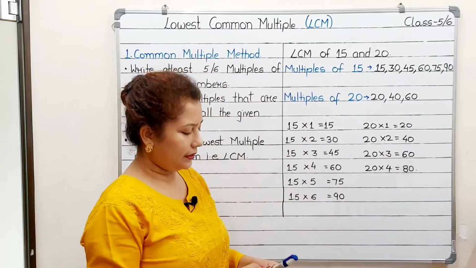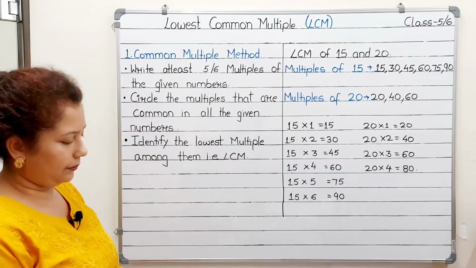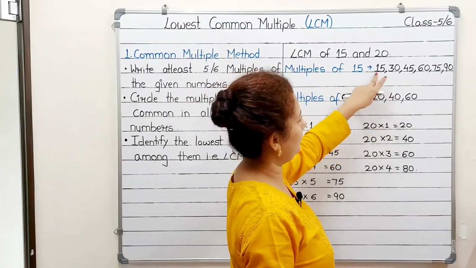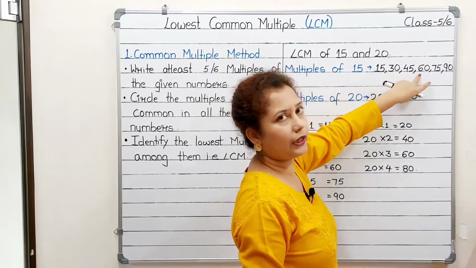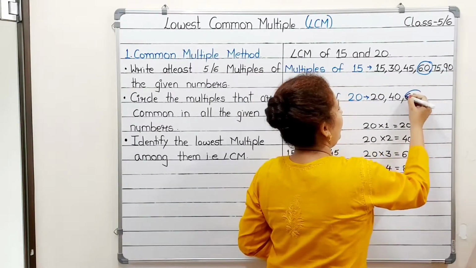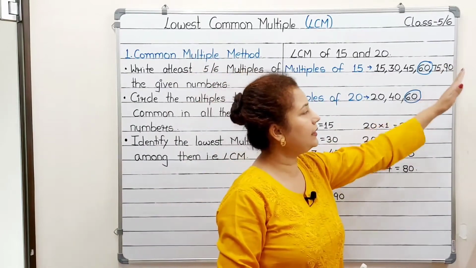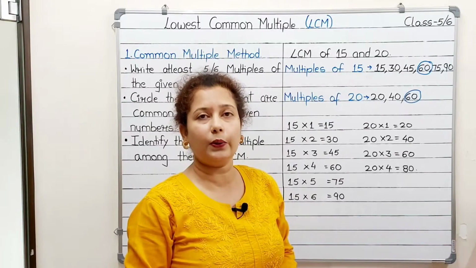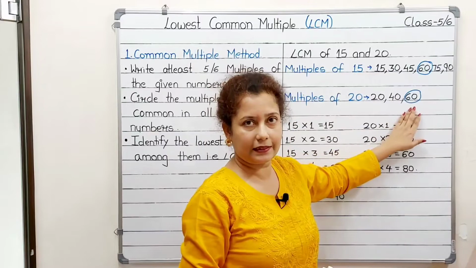Now the next step is we will circle the common multiples of the given numbers. Here two numbers are there, so we will circle the common multiples. 15 is not common, 30 is not common, 45 is not common, 60 is common. If we write the other multiples, all these multiples will be greater, and we have to find the smallest or the lowest multiple. So the lowest multiple we already got, that is 60.